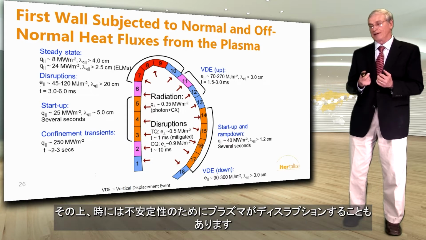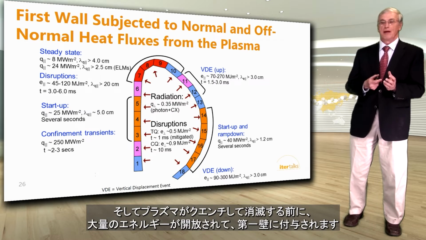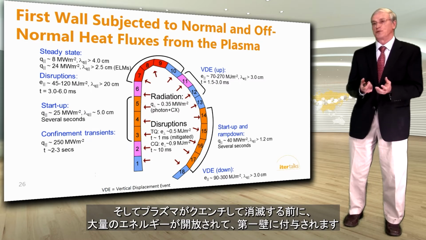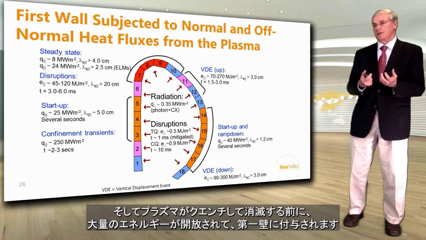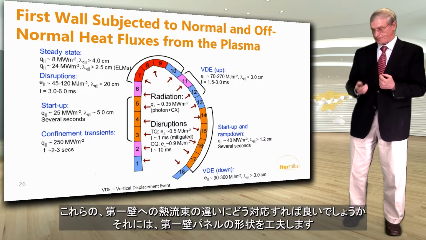And on top of that, sometimes you have disruption of the plasma due to instabilities. And before the plasma is quenched and dies, you have a lot of energy which is liberated and which is deposited on the first wall. And this creates also quite a design challenge.